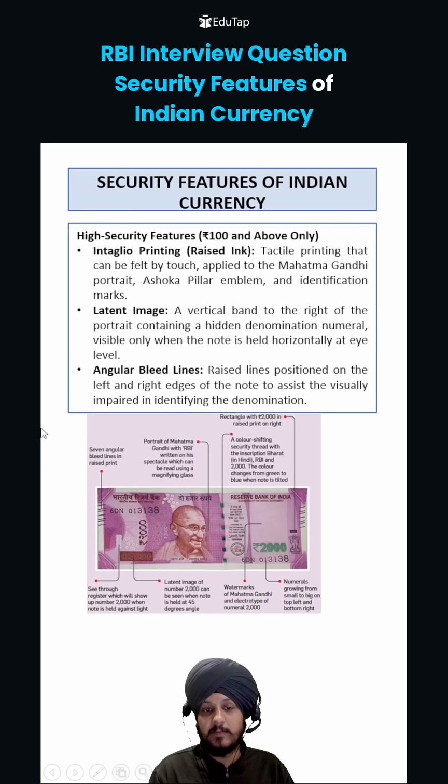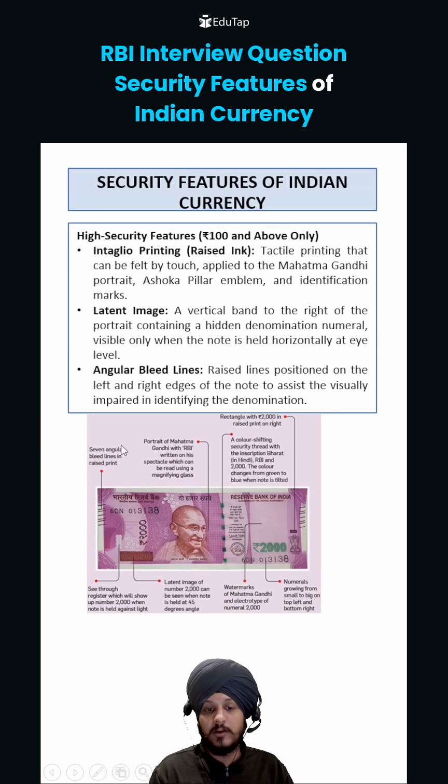The next is the latent image, as you can see over here. It is nothing but a vertical band on the right side of Gandhi's portrait, right? And it contains a hidden image of the denomination numeral, and you will be able to see it only when the note is held horizontally at eye level, right?